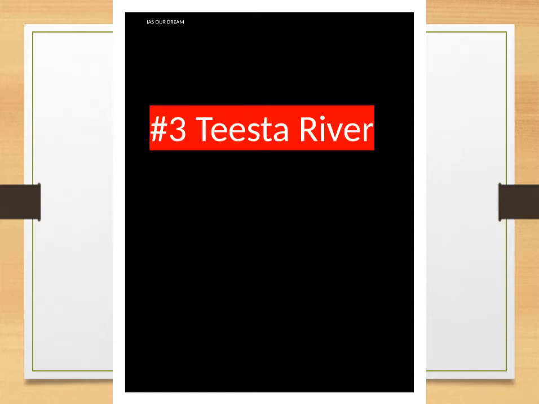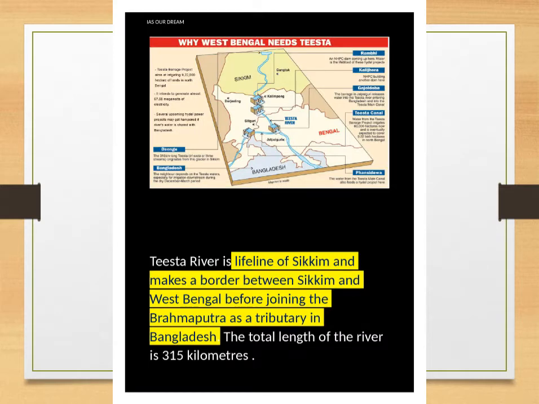The next topic we are going to study is the Teesta River, because this is a very hot topic and it's related to India-Bangladesh relationships. Firstly we will see what the Teesta River is, the factual data. It is known as the Lifeline of Sikkim, and it makes a border between Sikkim and West Bengal before joining the Brahmaputra as a tributary in Bangladesh. When it enters Bangladesh, it is called Jamuna, and the Brahmaputra, when it enters Bangladesh, is called Padma. Both of them join together, and then they join the Ganga, and together they meet the Bay of Bengal.